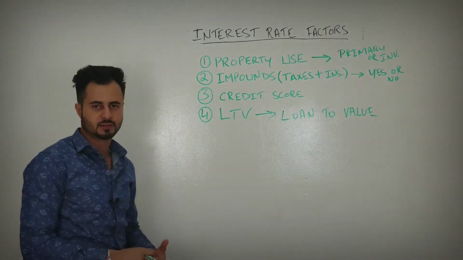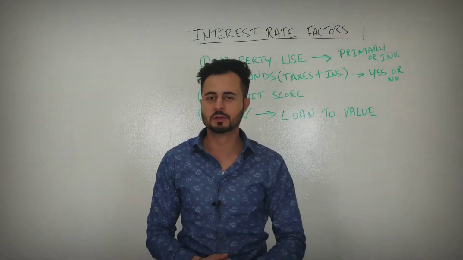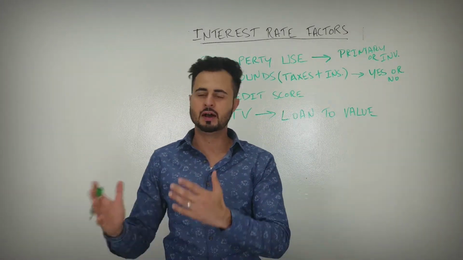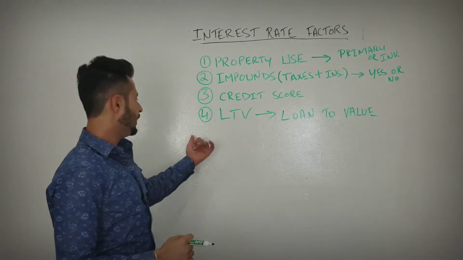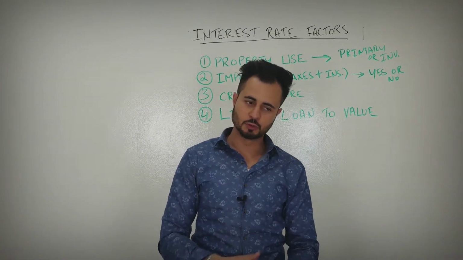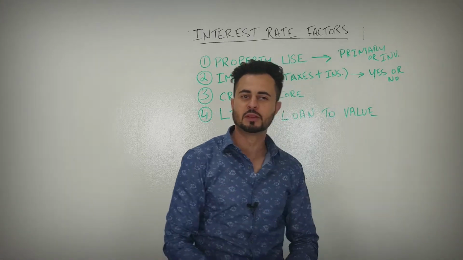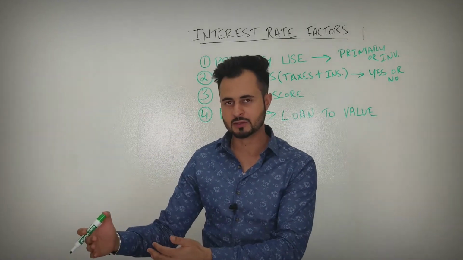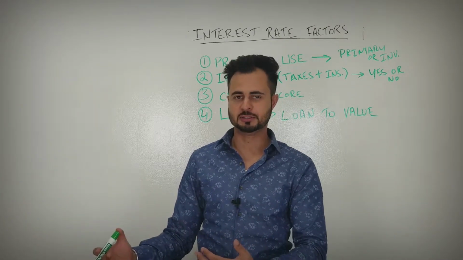Next one is credit score. We already talked about this. Somebody who has an 800 credit score as compared to 750, the 800 person is going to have a better rate. The last one is LTV. If you put 20% down in your transaction as opposed to 10% down, the 20% down scenario is going to give you a better interest rate.